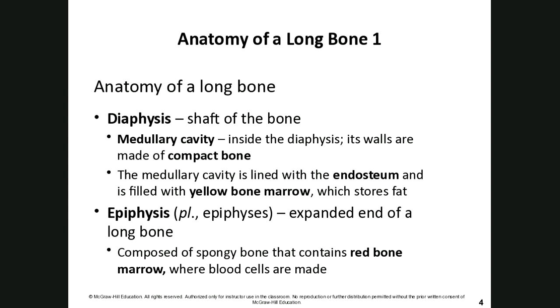And if we were to cut that diaphysis open, we would be able to see that it has a cavity or a hole inside. The walls of that medullary cavity are made of what we call compact bone. On the inside of that medullary cavity, it's filled with yellow bone marrow, which stores fat, and then it's actually lined with endosteum. Now, if we go to the ends of the long bone, the knobby parts of it, if you will, they're called the epiphysis, and they're composed of spongy bone on the inside. And within those epiphyses, you have your red bone marrow, and that is the site of red blood cell formation.